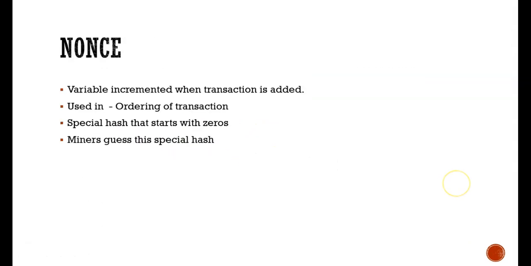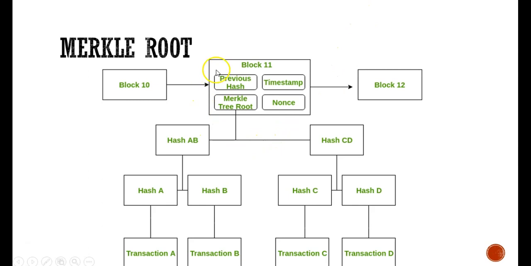What is a nonce? It is a random number. It could be a number which is incremented for each transaction. And the nonce is sometimes even used in ordering of transactions in the case of Ethereum. Miners guess this value, and that is what is called mining. We have understood the different fields that are part of the block. The block contains the data, not only the data, but the hash of all data in terms of the Merkle tree root, and it has a previous hash using which the blocks are interlinked with each other. It has a timestamp and also it has a nonce.